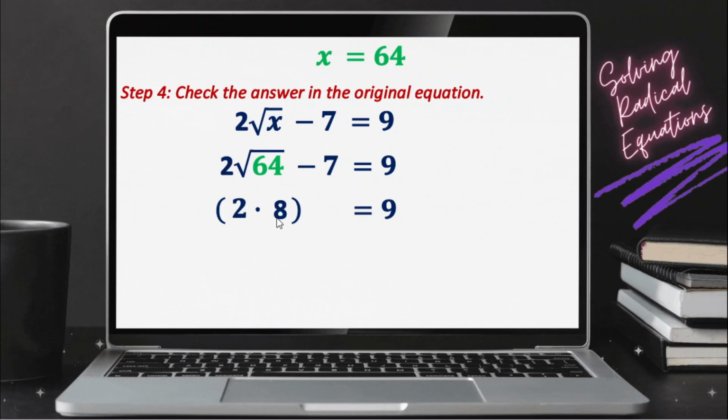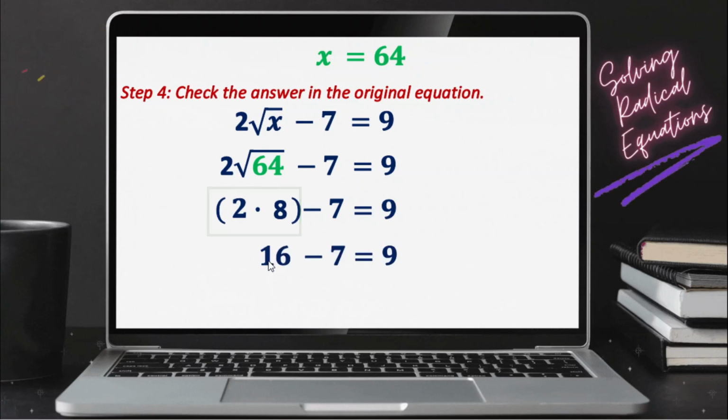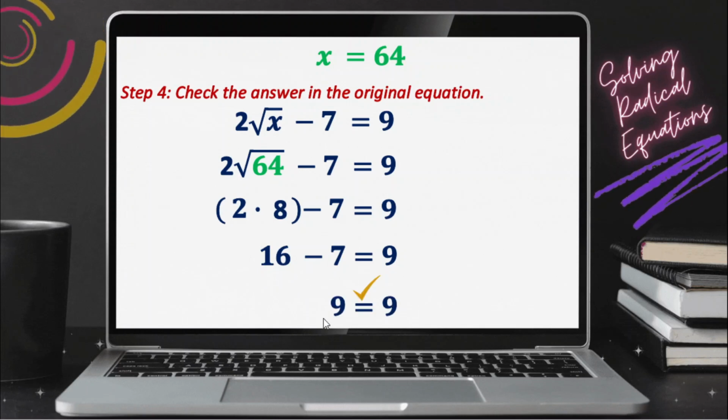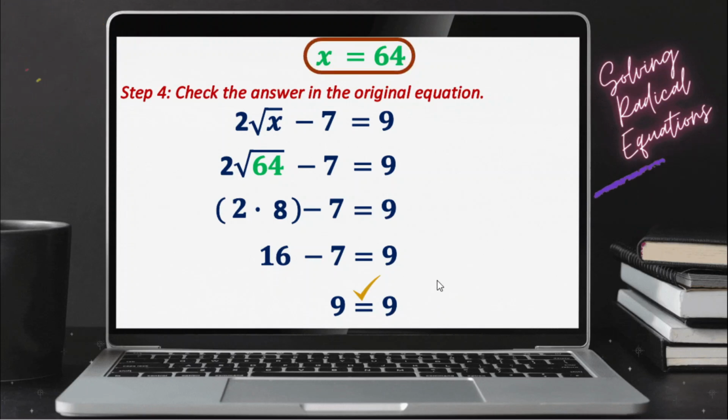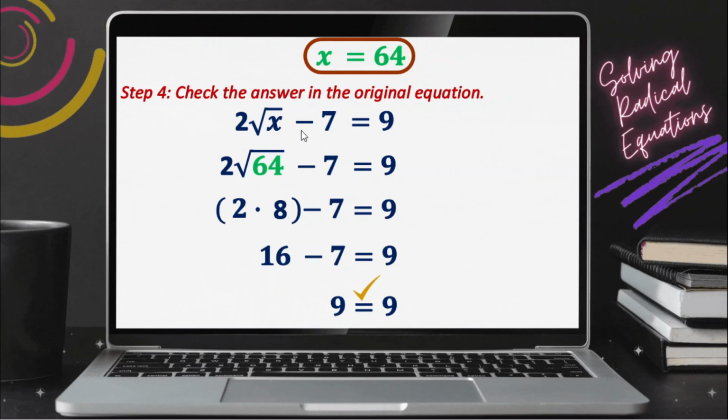So, imumultiply natin to. Si 8 galing sa square root of 64. Then, minus 7. So, 2 times 8 is 16. Minus 7 is equal to 9. 16 minus 7 is 9. So, therefore, we have 9 is equal to 9. Ngayon, si 64 is solution ng ating radical equation na 2 square root of x minus 7 is equal to 9.